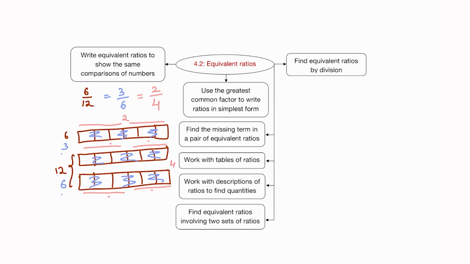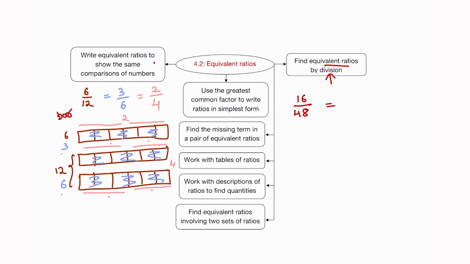Find equivalent ratios by division. So it's the same thing, we find equivalent ratios, but here we're doing it by division. Here we used the bar model, and here we will be using division, no more bar model. And that's again a very simple process. So let's take another number, and there's a reason for that. Let's say 16 over 48 equals, now I need to find an equivalent ratio.